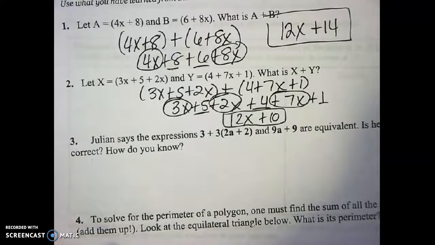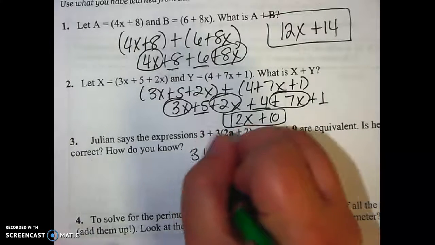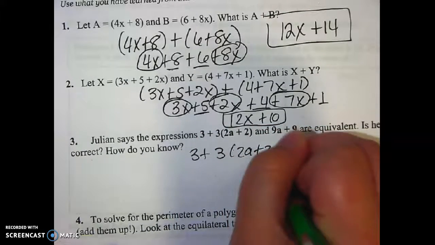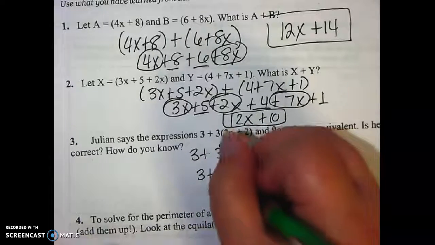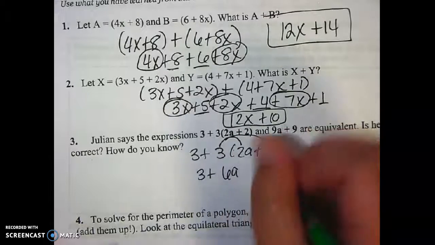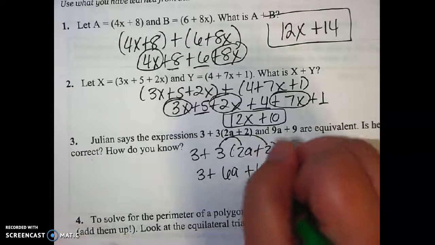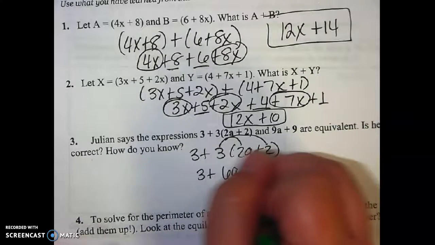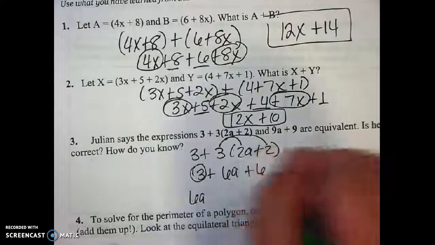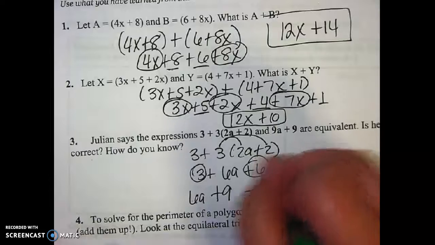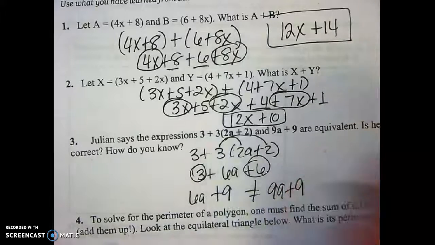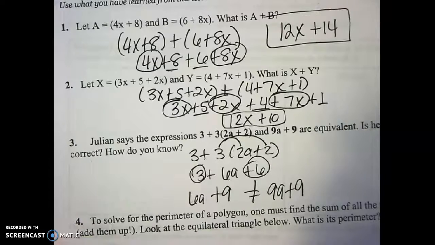Julian says the expression 3 plus 3 times 2a plus 2 and 9a plus 9 are equivalent. Is he correct? So let's simplify this expression. Keep my 3. Now I have 3 times 2a, which is 6a, and 3 times 2 is 6. Combine like terms. I only have one a term. 3 plus 6 is 9. 6a plus 9 does not equal 9a plus 9. So he is not correct.